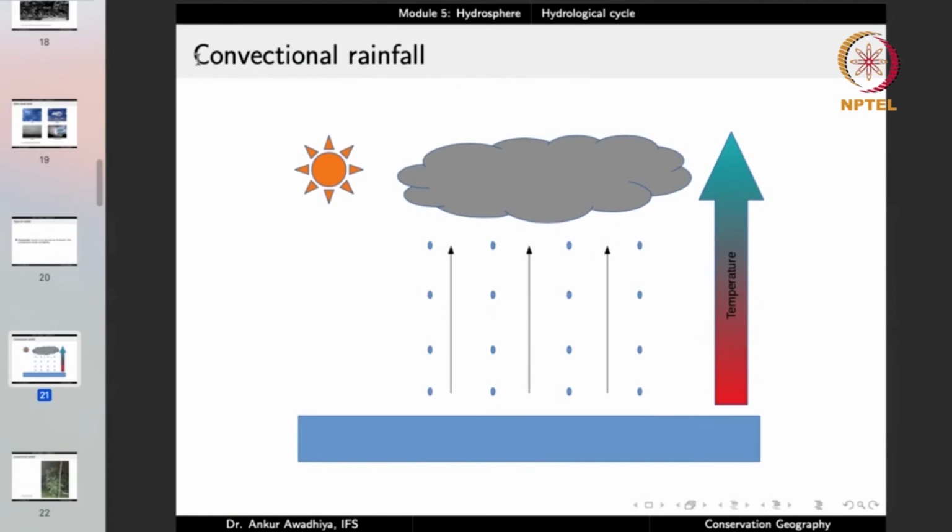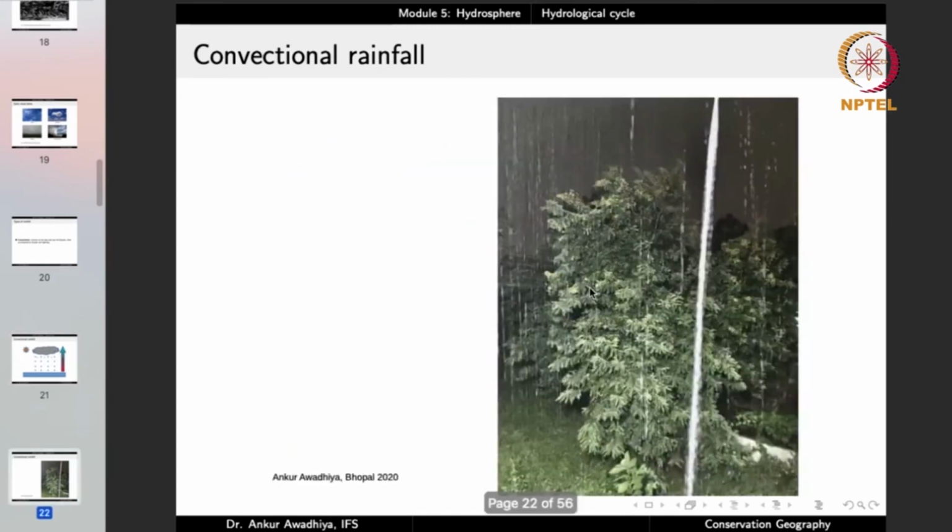It is powered by the convection currents, powered by the sun, and you have moisture that is moving up. Then when it moves up, the temperature reduces, it forms clouds, and then you have a precipitation. And often this convectional rainfall is a very intense rainfall. So here in this picture, you can see that there is a very intense amount of rainfall that is occurring.